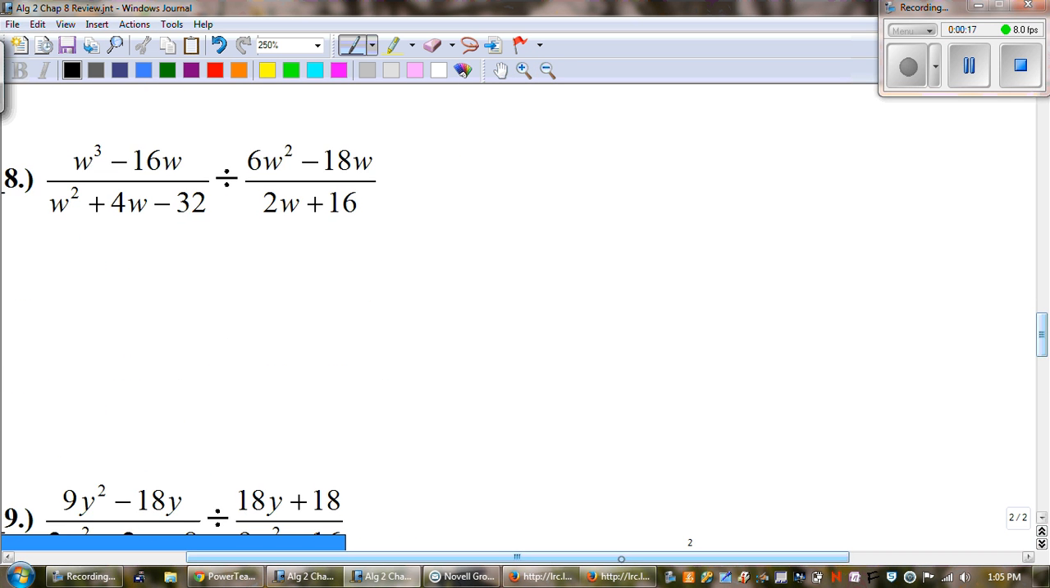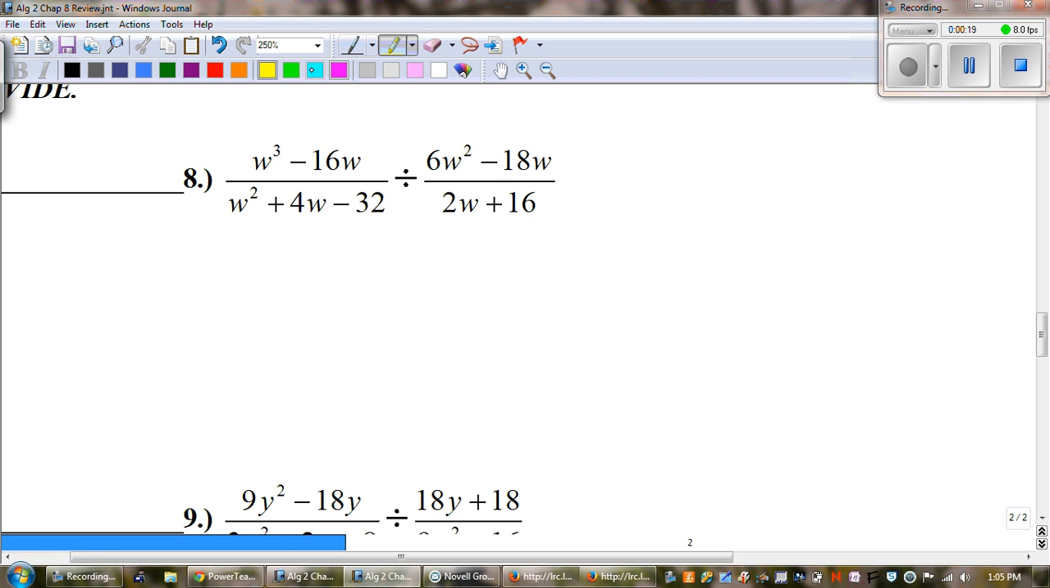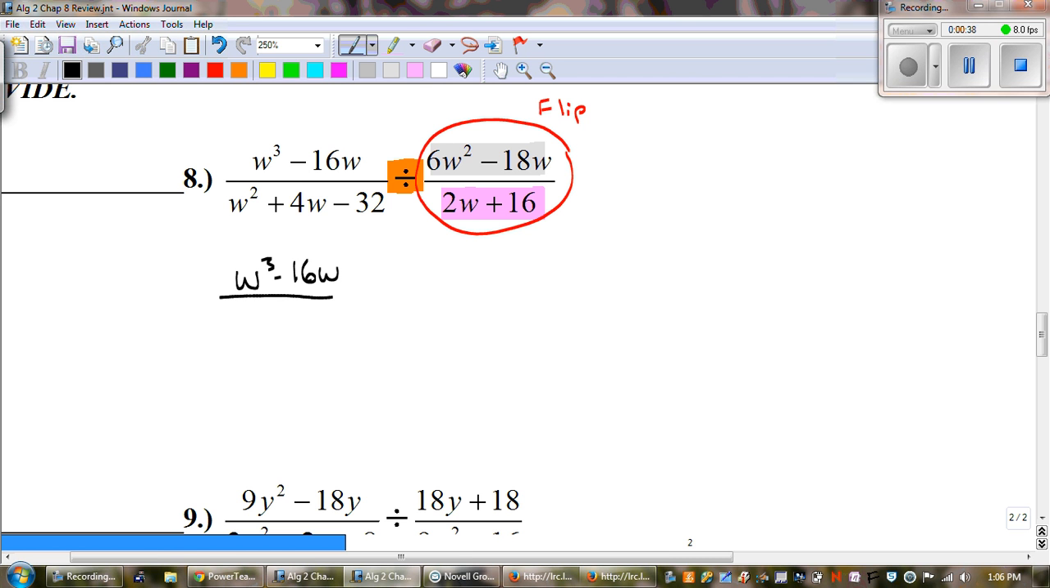Number 8. Once again, we have to look at what the operation is. If it's division, we have to flip the second fraction. I like to keep track of which one's which. Thankfully, I've got all these highlighters that help me do that. So the first fraction stays the same. We don't do anything with that.